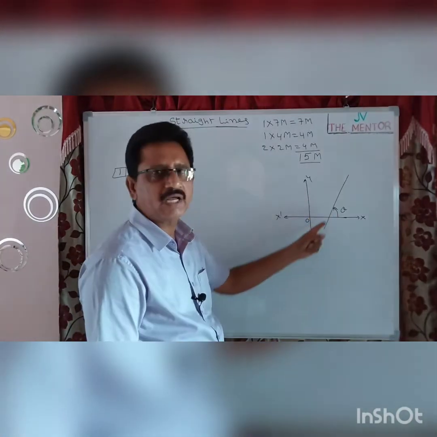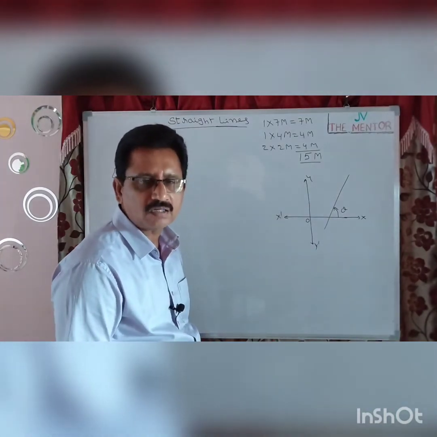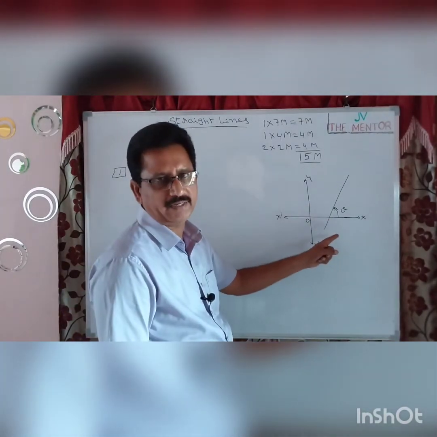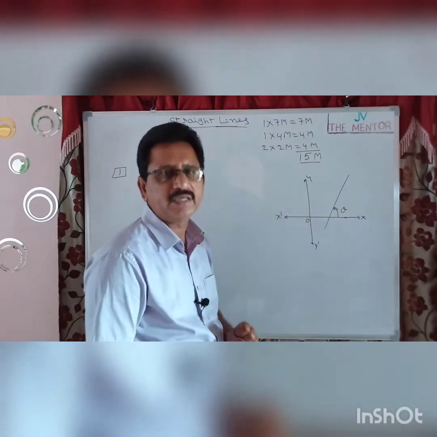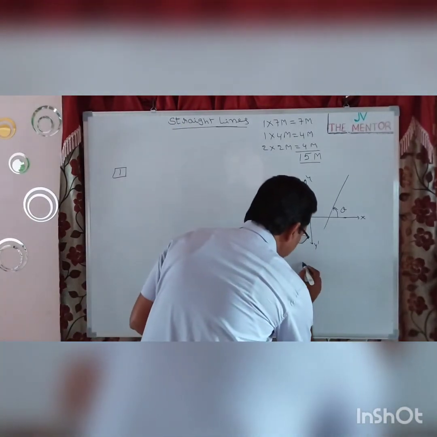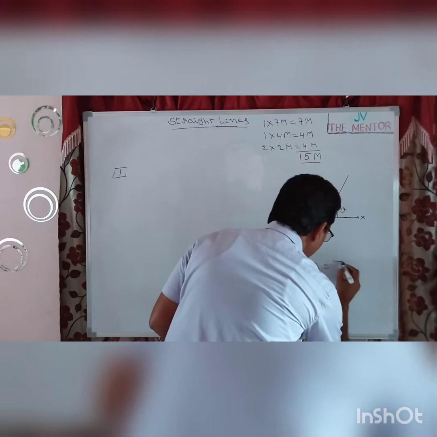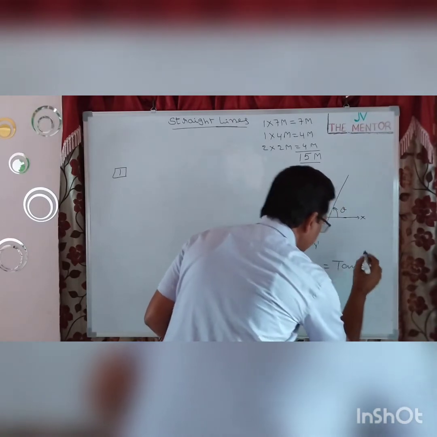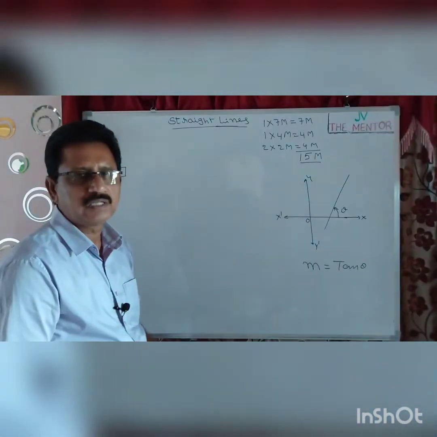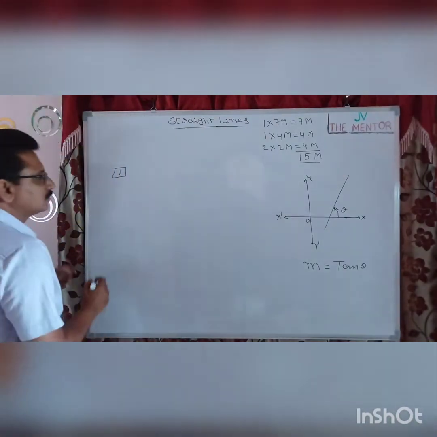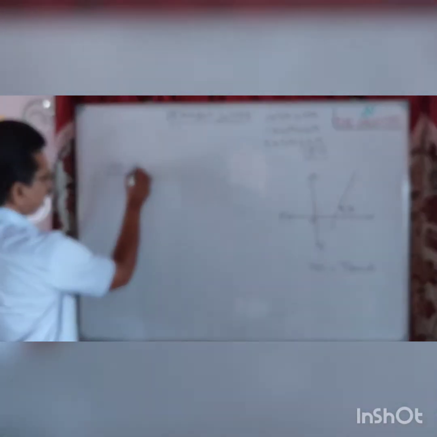And then we will find the slope of this line. The slope of this line is tan theta. Tan theta is called the slope of the line and it is denoted by m. m equal to tan theta. Slope of the line. Write down.